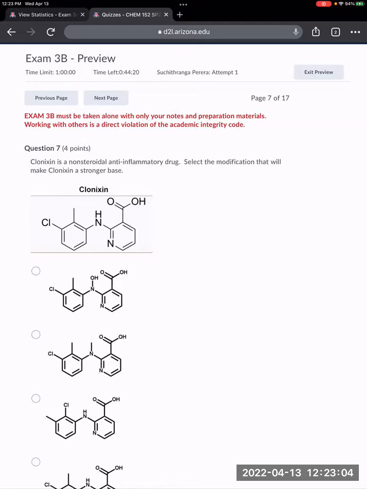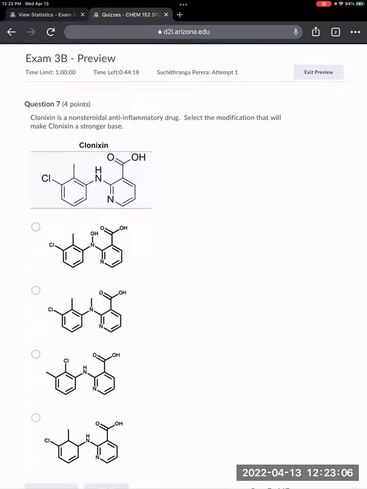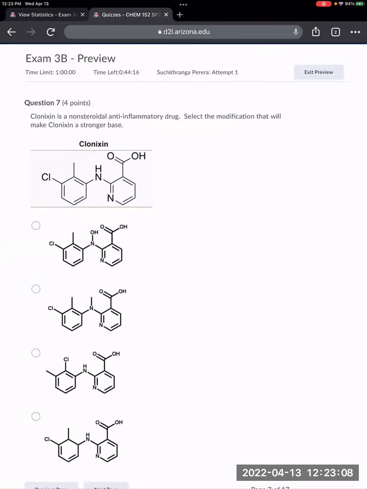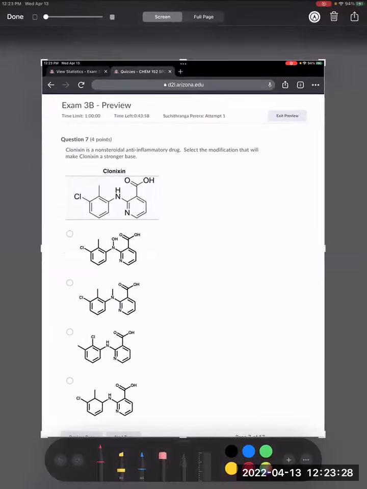All right, so question 7, you're given a molecule. What they're asking you to do is make a modification to make this a stronger base. The most basic center in this molecule is in the middle. This part over here is the most basic center.